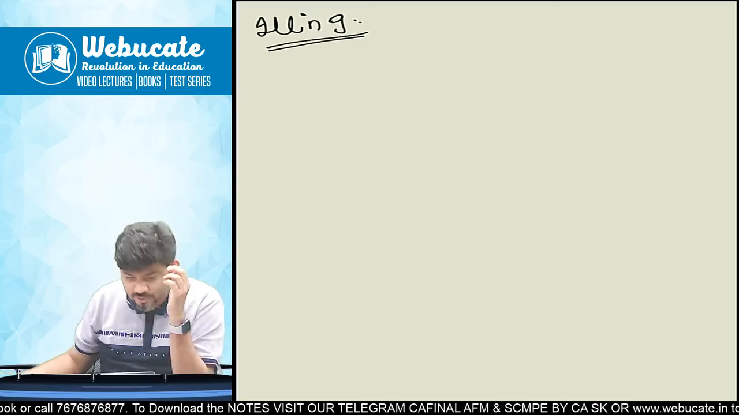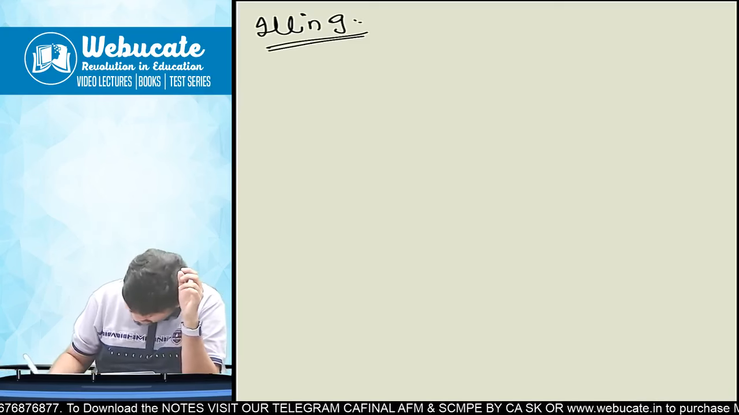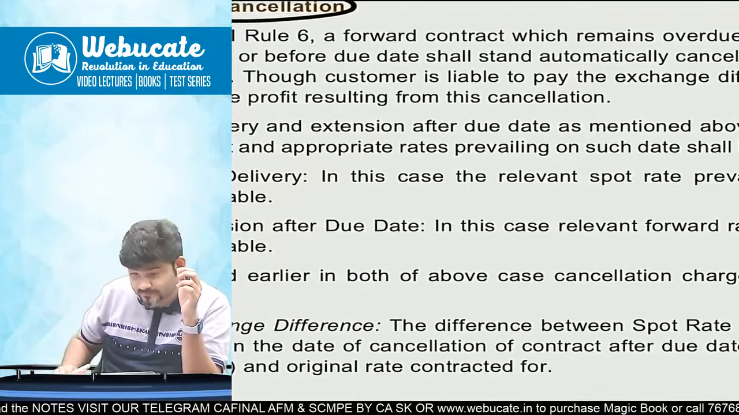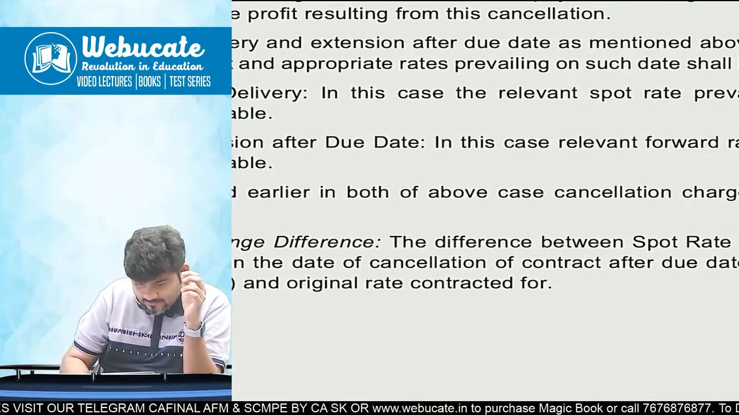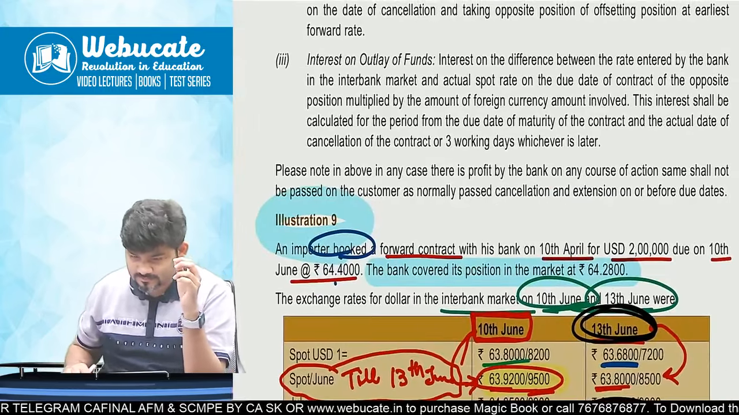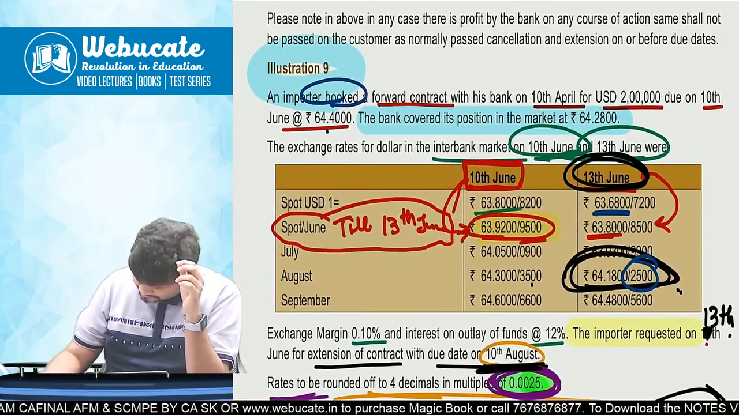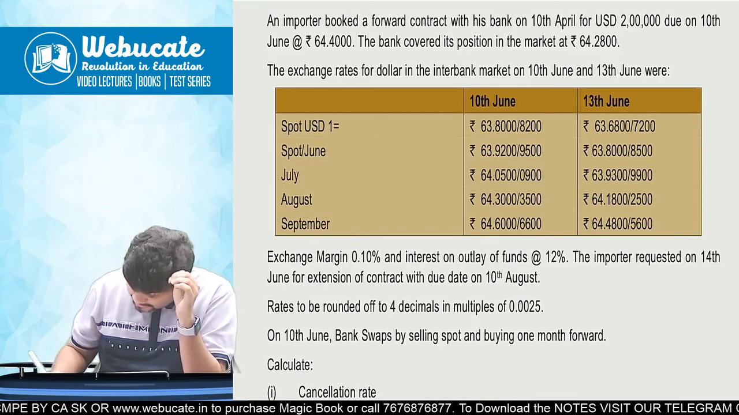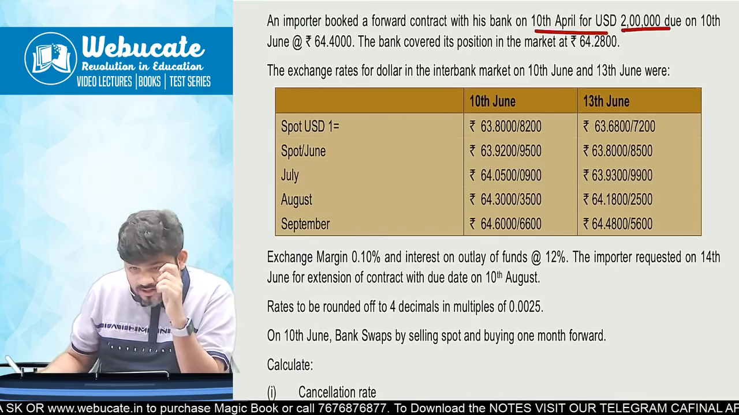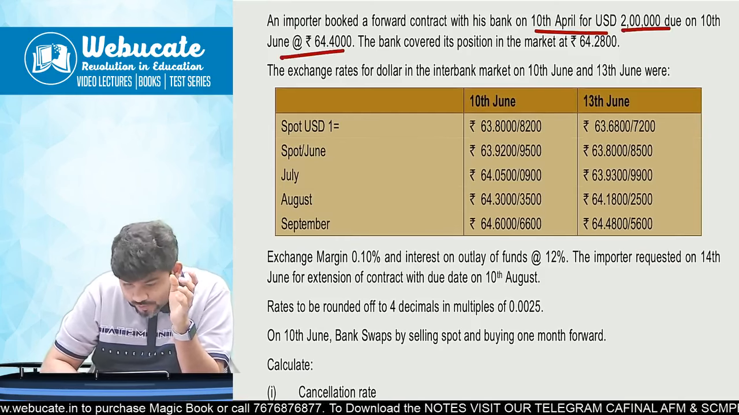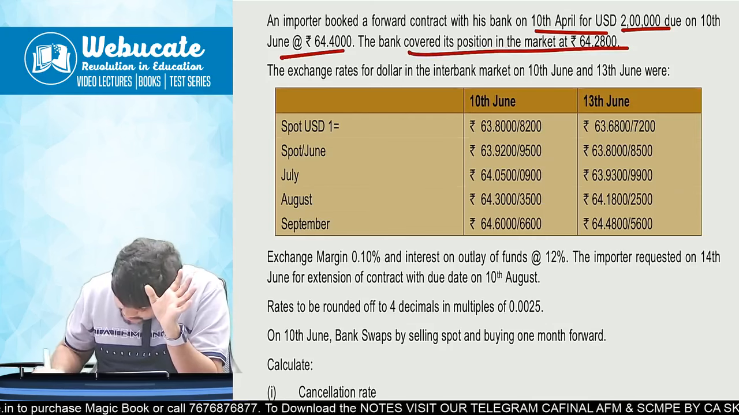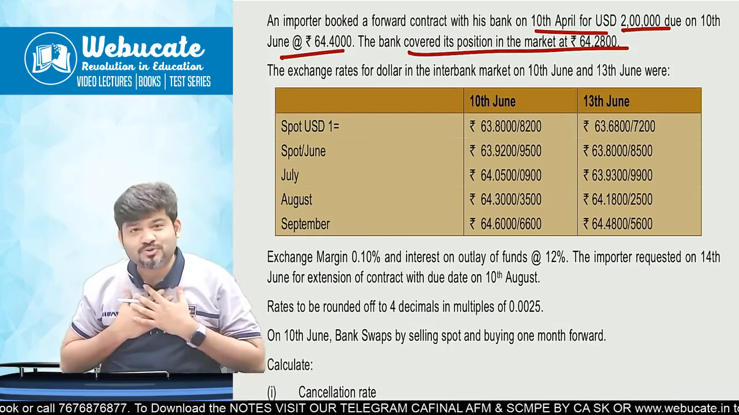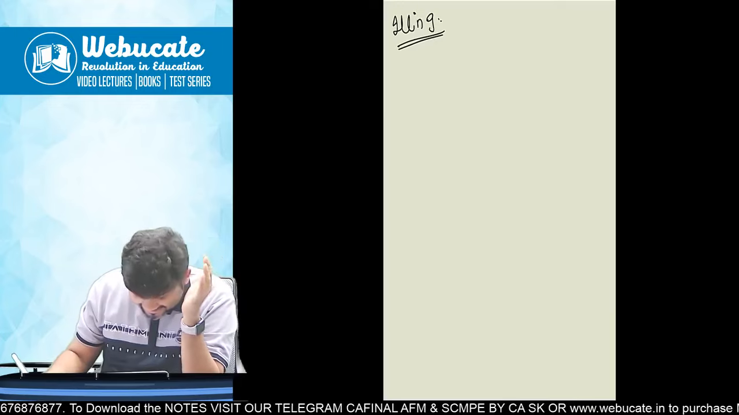Chalo, now we are coming to illustration 9. Focus, okay? An importer booked a forward contract with his bank on 10th April for US dollar 2 lakh due on 10th June at the rate 64.4. The bank covered its position in the market at 64.28. First two lines we have understood. It is better that we write it down.